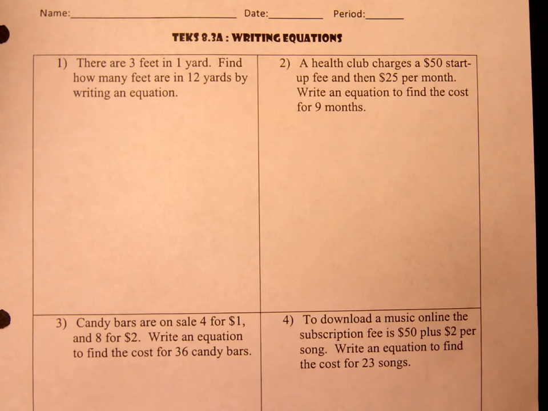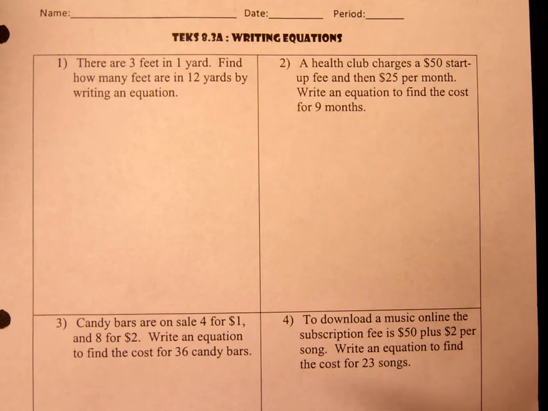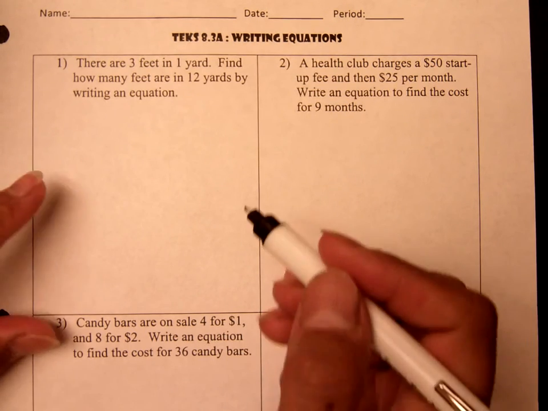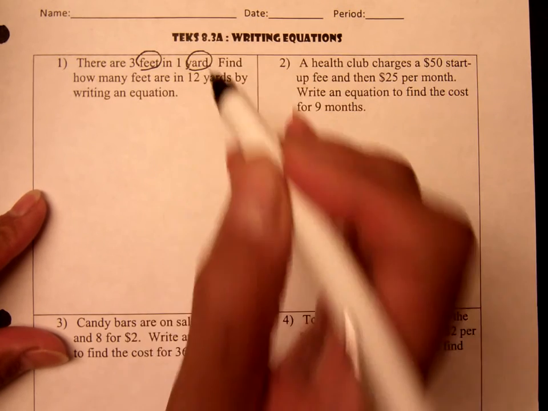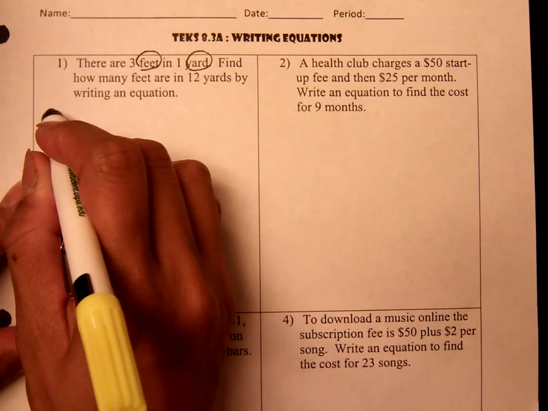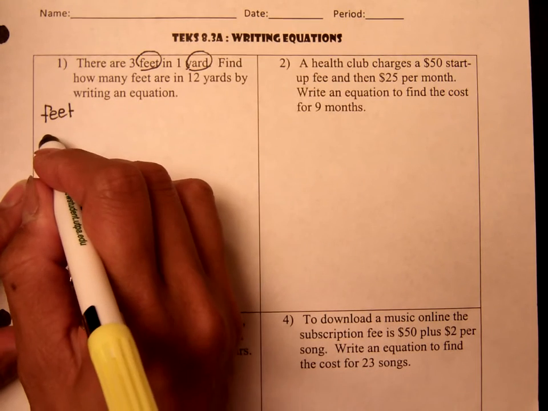So the first thing you have to do here is see what two things you are comparing, or what two things are involved in this kind of situation. What you can see here is that you have feet and yards. So you are comparing the number of feet to the number of yards.